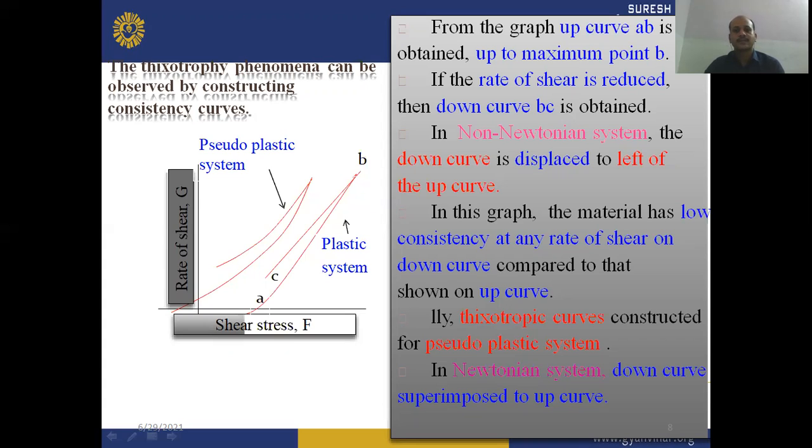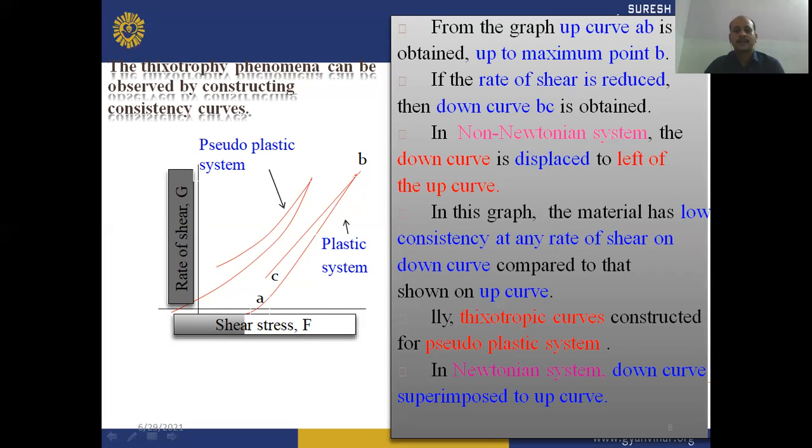In a non-Newtonian system, the down curve is displaced to the left of the up curve. Unlike a Newtonian liquid, where the down curve coincides with or is equal to the up curve, in the non-Newtonian system the down curve is displaced to the left of the up curve. In a Newtonian system, it can be superimposed easily because the down curve and up curve follow linearity. But in a non-Newtonian system, it is displaced to the left side of the up curve.